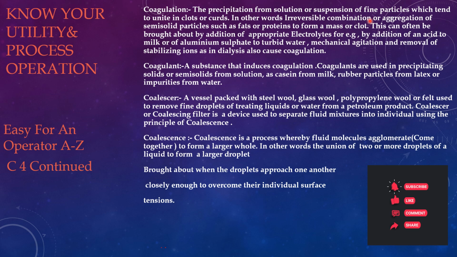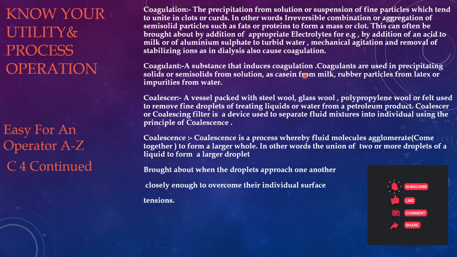Coagulation is used in pre-treatment in raw water treatment plants, and also in wastewater. In the clarifier, coagulation is a process used to remove impurities. In pre-treatment, turbid water is treated with a coagulant, which brings about the process of coagulation. Now we can see another important terminology, coagulant. A coagulant is a substance that increases coagulation.